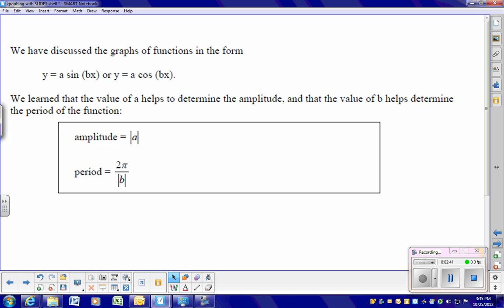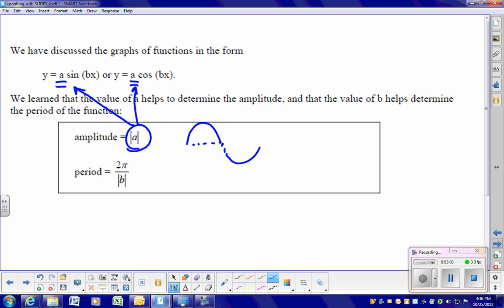So I mentioned in your printed notes that we have discussed functions of the form a sine bx or a cosine bx. And we've talked about the fact that when you look at this number that's up in front, and just ignore the positive or negative sign, or in other words, take its absolute value, that number is what is called the amplitude. Okay, it's how high the hills are or how low the valleys are from the midline. Okay, so this is the midline. An amplitude is a measure of those hills and valleys from the midline.